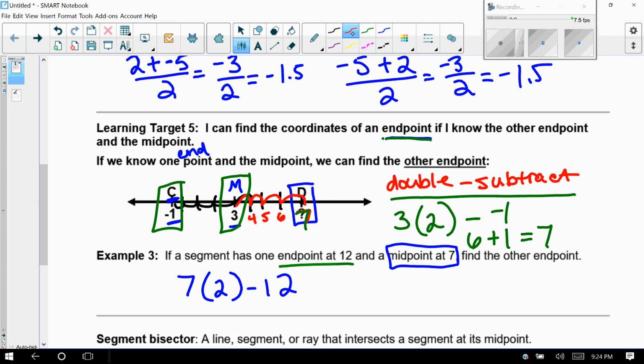So the only thing that is not changing is this 2 right here. I always have to multiply it by 2. That's what double means. Double means you're going to multiply it by 2. 7 times 2 is 14. So we have 14 minus 12, right? 14 minus 12 is 2. So 2 is our other endpoint. Write it in there.